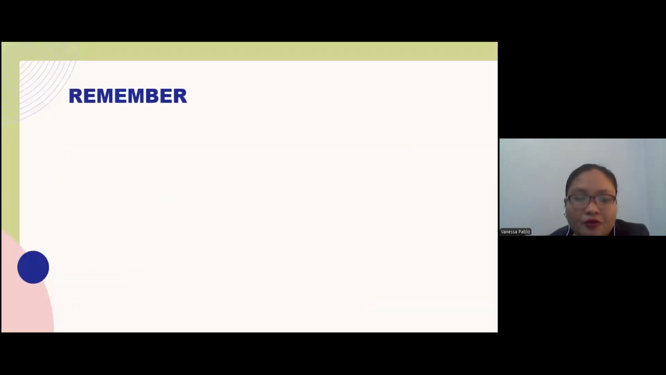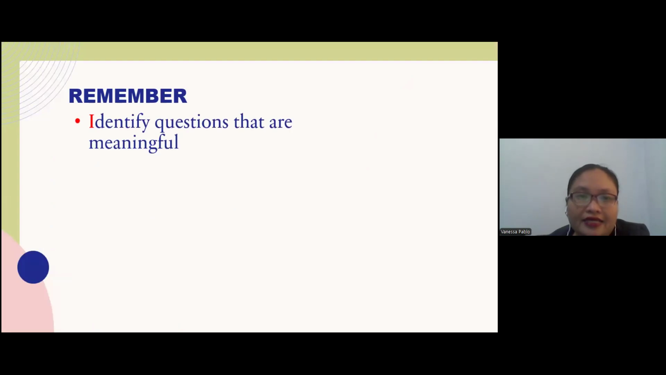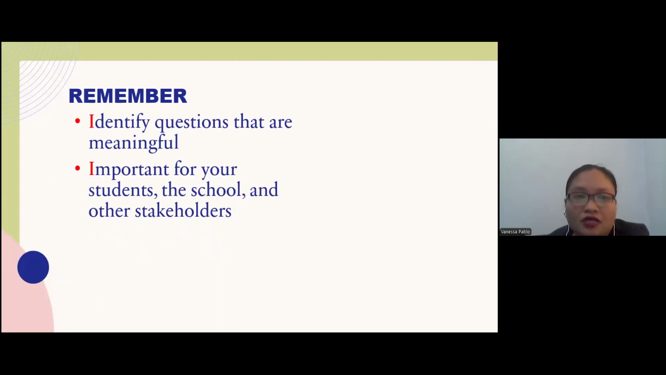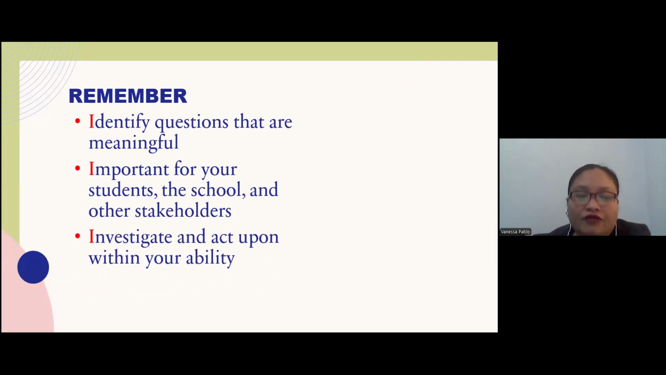Okay, so we have to remember the 3 I's. No? Identify questions that are meaningful, important for your students, the school, and other stakeholders. And then investigate and act upon within your ability. So meaning, it is very clear now that the question should be relevant, that the question should be well positioned to conduct an effective action research, which will improve practice and learning.